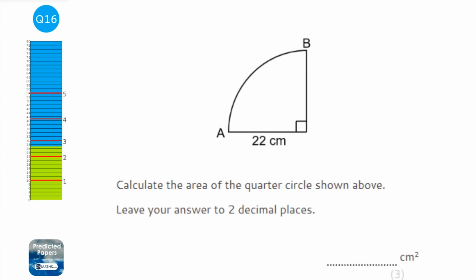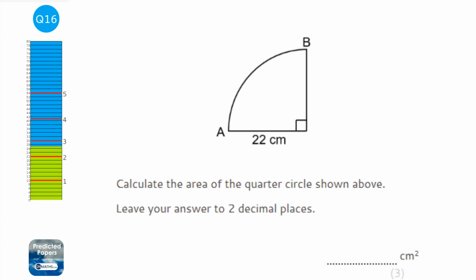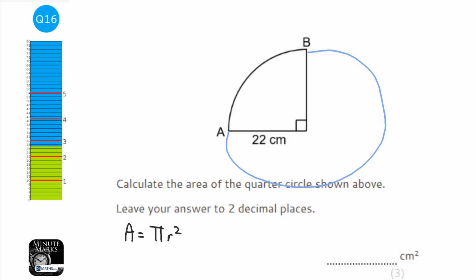So for this question, we just need to remember the area of a circle. Now the area of a circle is going to be pi r squared. Now that's the area for a full circle, my dodgy circle there, but we only have a quarter of it. Now if you have a look, that length there, the 22 centimeters, is going to be the radius of a full circle if I drew the circle properly. So we know what the radius is, and all we do is we times it by the fraction of the circle we have, which is going to be a quarter.